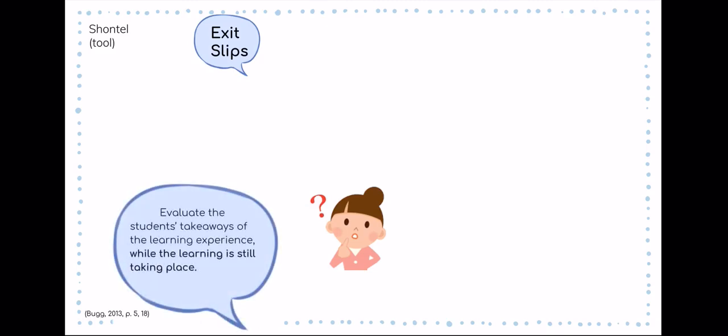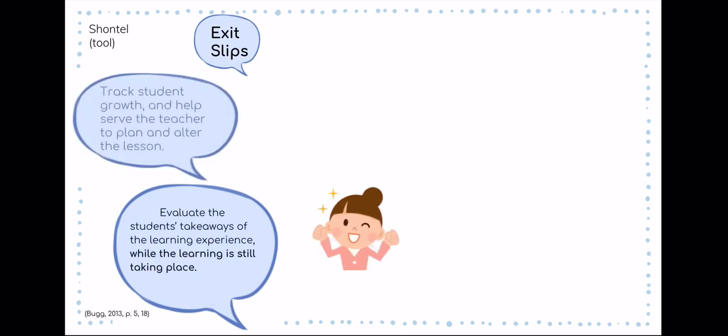Exit slips require a written answer, explanation, or solution to a question or concept that the teacher has taught. Through exit slips, the teacher is able to evaluate the students' takeaways of the learning experience while that learning is still taking place. After new learning has taken place, exit slips can be completed by students to show their understanding. Teachers can use the exit slip to plan their next lesson, as they will have a better understanding of what the class knows as a collective, as well as what each student knows.